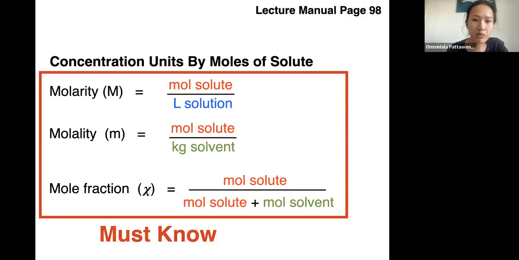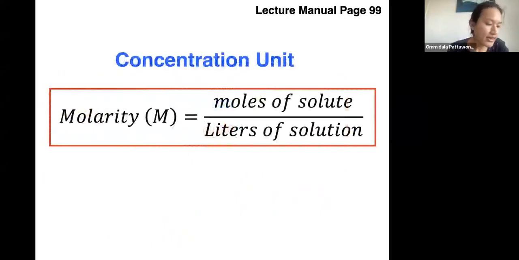So the first unit is molarity. Molarity is going to use uppercase M. So uppercase M molarity stands for moles of solute per liter of the solution. So we are going to use this often. In this chapter 11.5, we are going to focus on this unit first. Later on, when we talk about chapter 11.7 colligative properties, you are going to learn about molality and mole fraction.